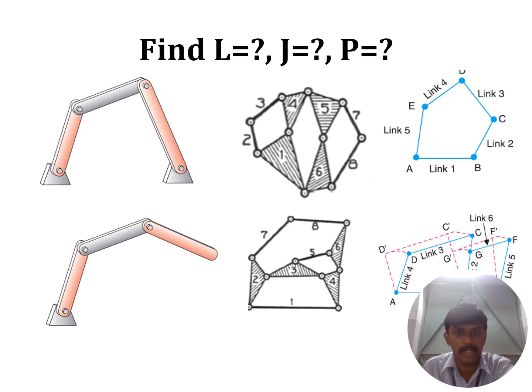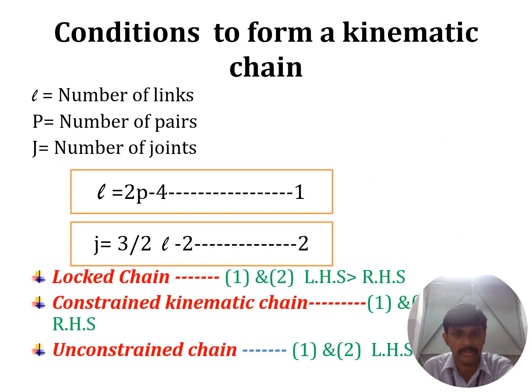In this diagram, L is the number of links, J is the number of joints, and P is the number of pairs. The condition to form a kinematic chain gives the equations L equal to 2P minus 4, and J equal to 3 by 2 L minus 2. If the LHS is greater than the RHS, it is a locked chain. If both are the same, it is a constrained kinematic chain. If the LHS is less than the RHS, it is an unconstrained chain.